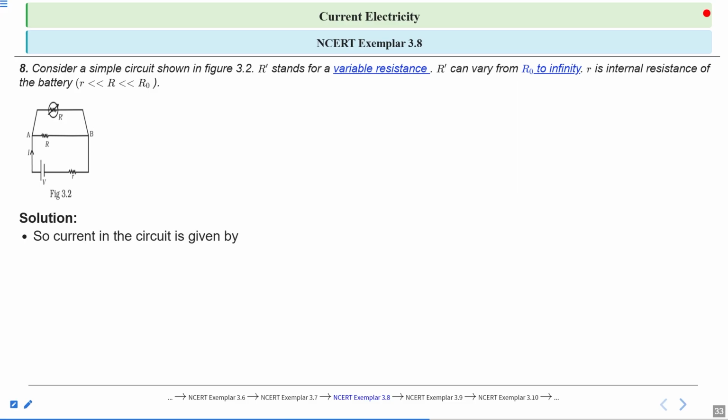Now the current in the circuit is given by I equal to V upon R plus R equivalent. We take R equivalent of both R and R dash, and there is internal resistance small r present here. So the current will be given by I equal to V upon small r plus R equivalent. Now we will replace this R equivalent with R. So what will the equation be now?